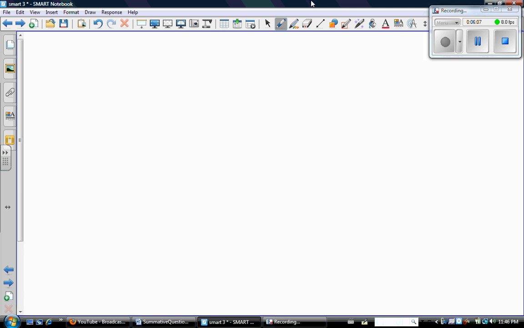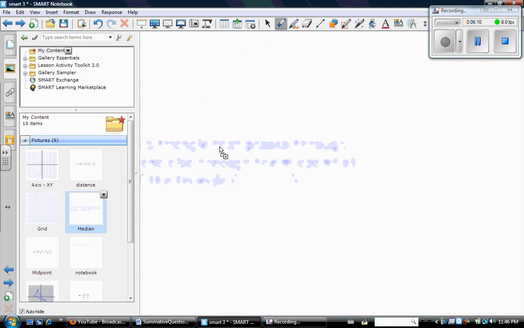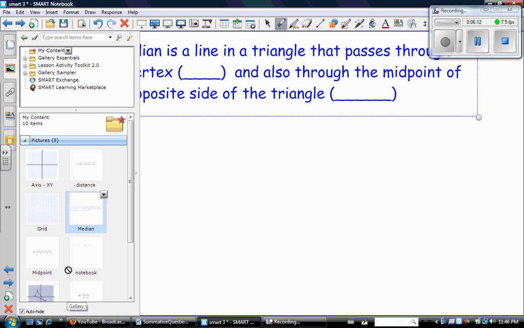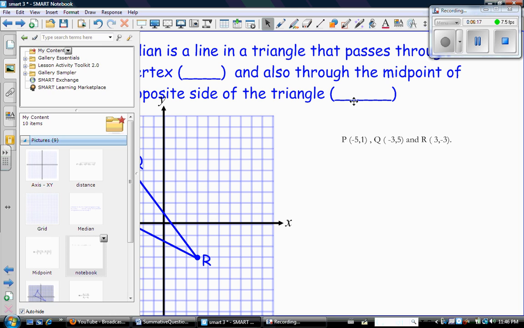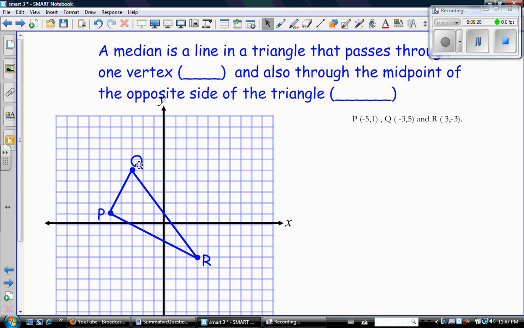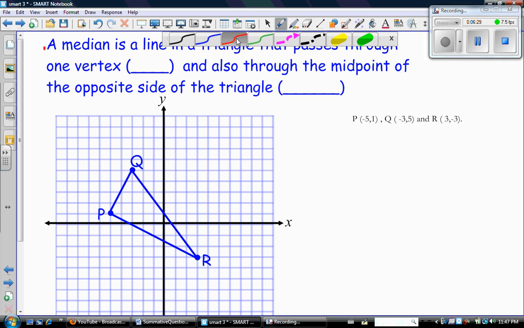So let's keep going. So let's review. We are finding a median based on this triangle, and here are the coordinates so that I use the right numbers. So we already did Q, let's do R. And I'm doing R for a reason, it's going to take us longer. So a median is a line in a triangle that passes through one vertex. This time we're going to use vertex R. And also through the midpoint of the opposite side of the triangle. So if this is R, the opposite side must be PQ.